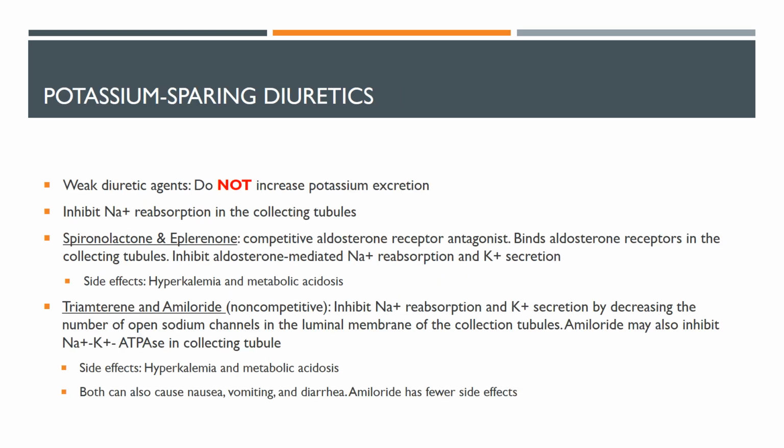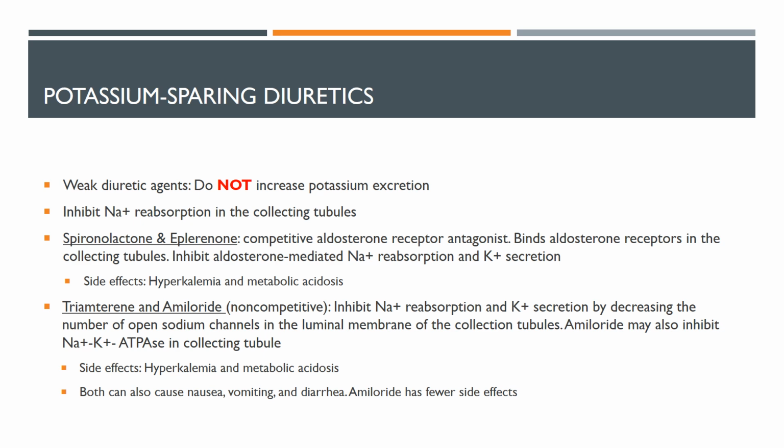Potassium-sparing diuretics, so these are weak diuretic agents. They do not increase potassium excretion. They inhibit sodium reabsorption in the collecting tubules. So our first group are going to be the competitive aldosterone receptor antagonists. So these bind aldosterone receptors in the collecting tubules. They inhibit aldosterone-mediated sodium reabsorption and potassium secretion. So their side effects are going to be hyperkalemia and metabolic acidosis.